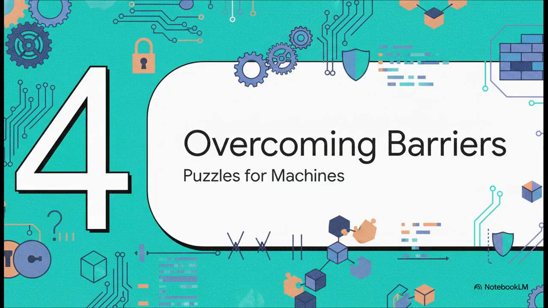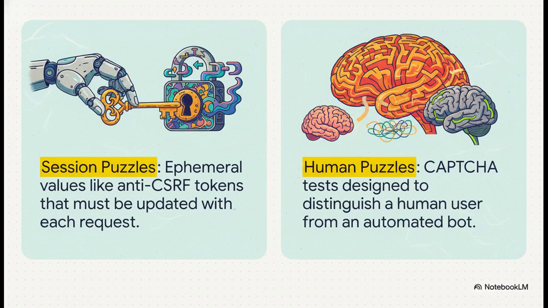Of course, developers know all about these techniques, and they don't just sit back and let them happen. They build defenses specifically designed to block automation. So now, let's look at the other side of this chess match: how to overcome the common barriers that stand in our way. These defenses usually fall into two categories.